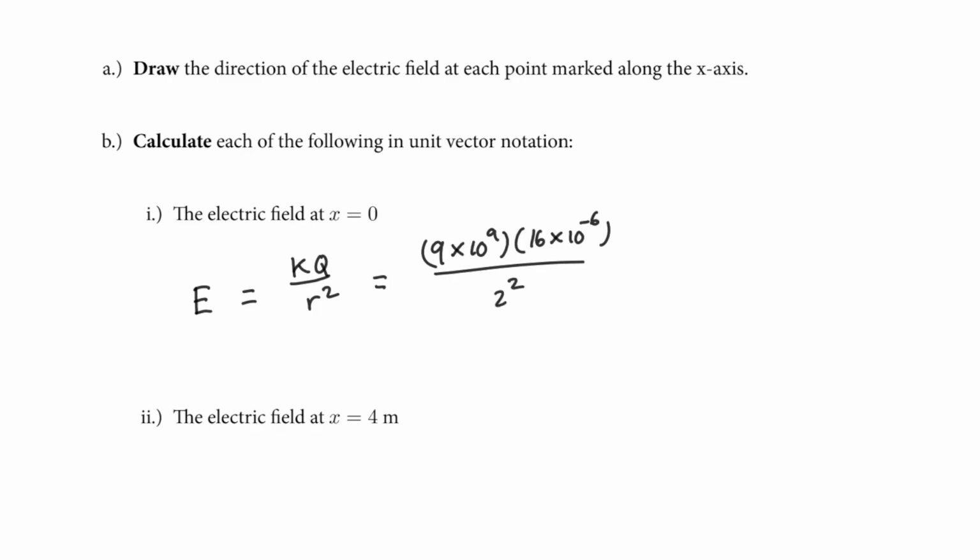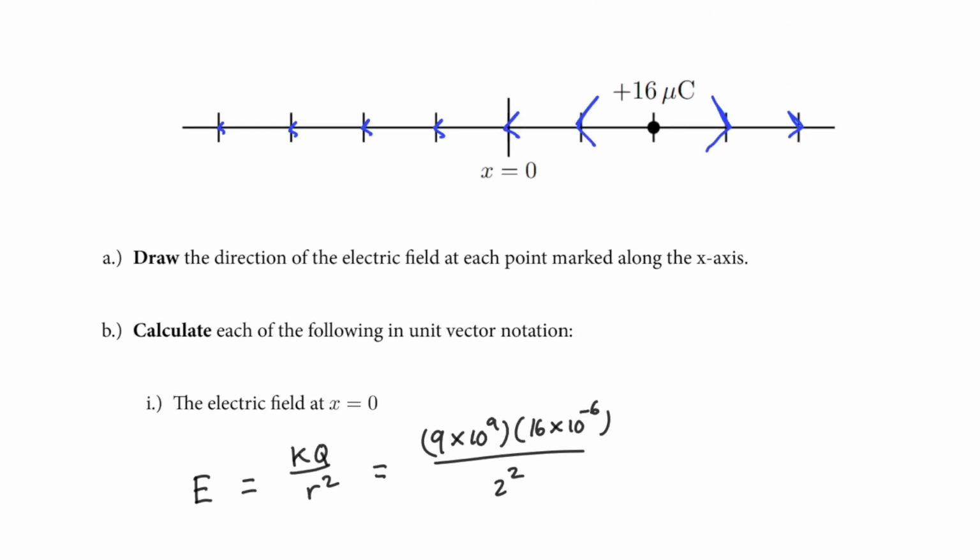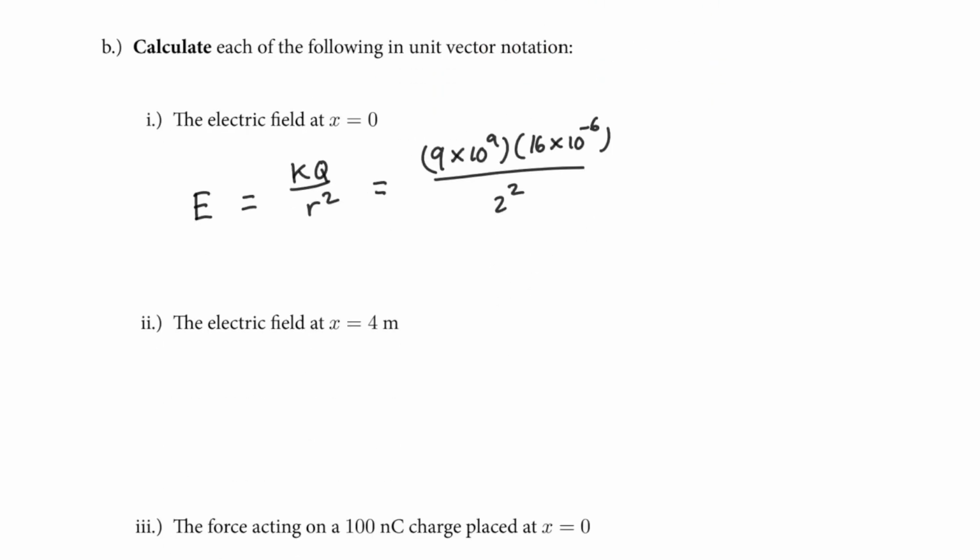Now we tack on our direction, because the electric field is a vector. I can see based on my picture that this points left at x equals 0, so I'm going to tack on a negative i hat to indicate left. Typing all that in, my electric field is 36,000 newtons per coulomb in the negative i hat direction.